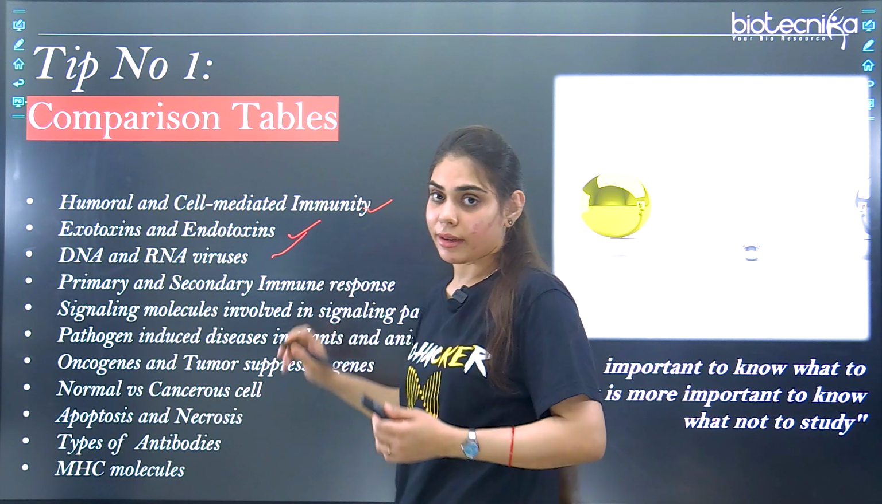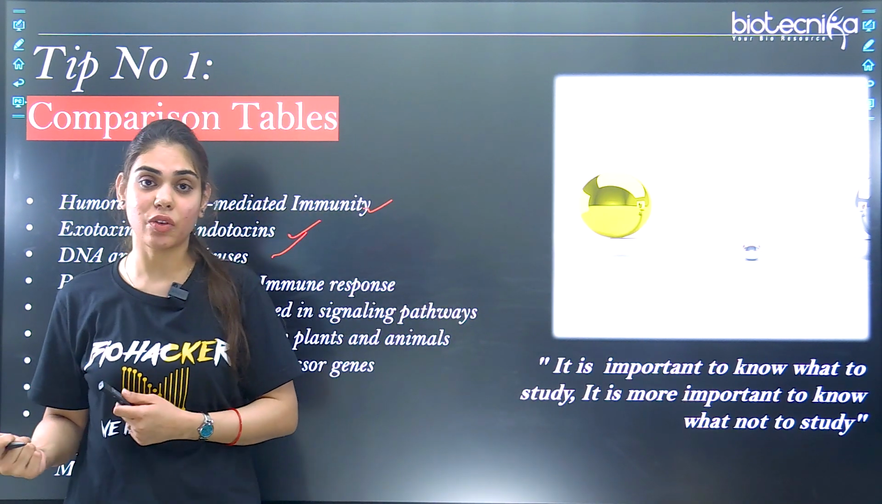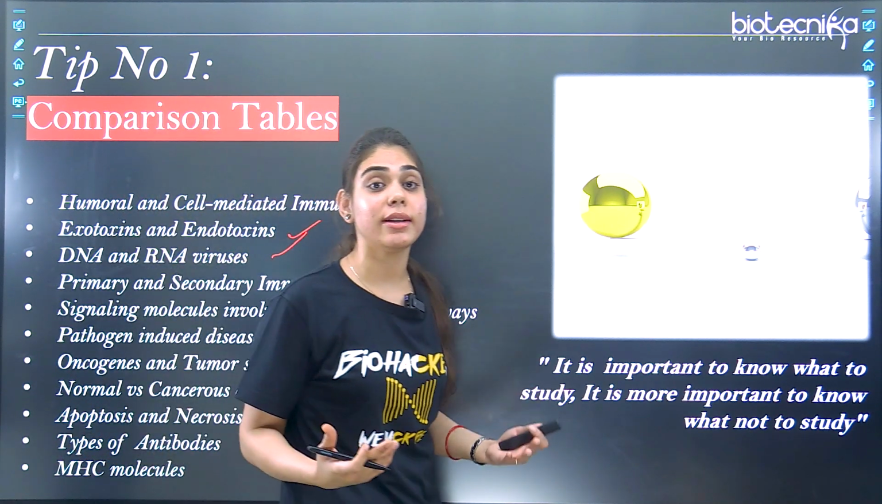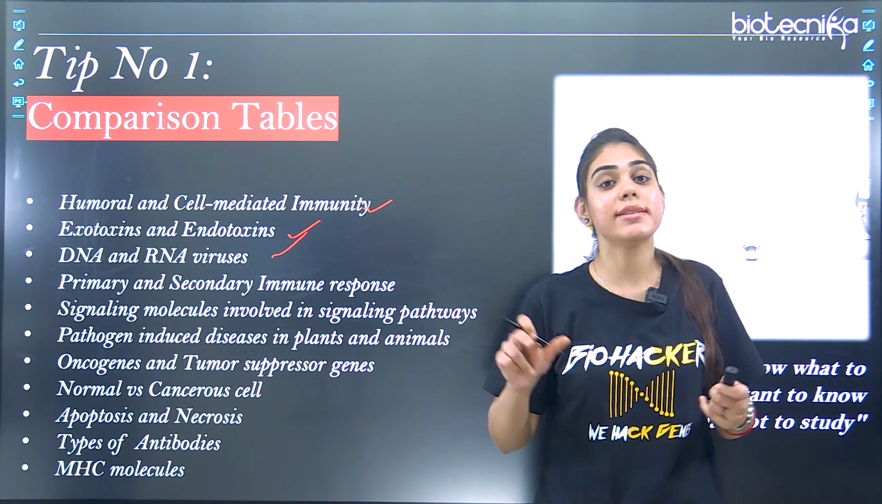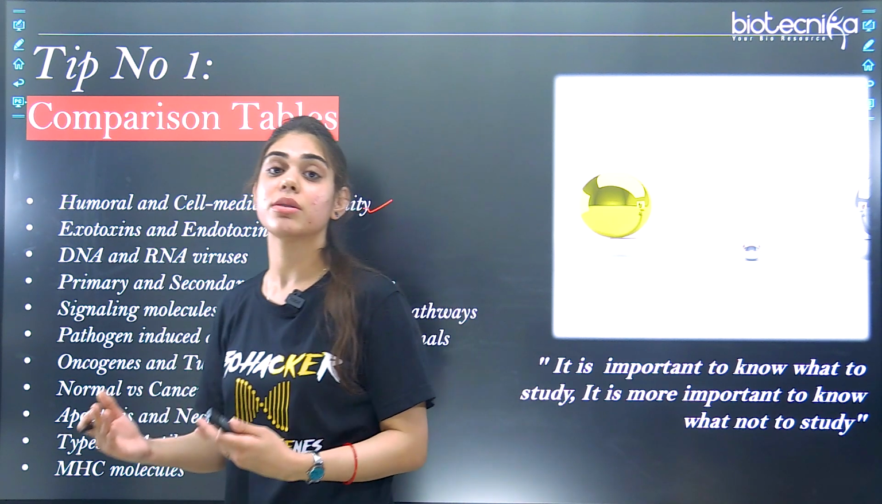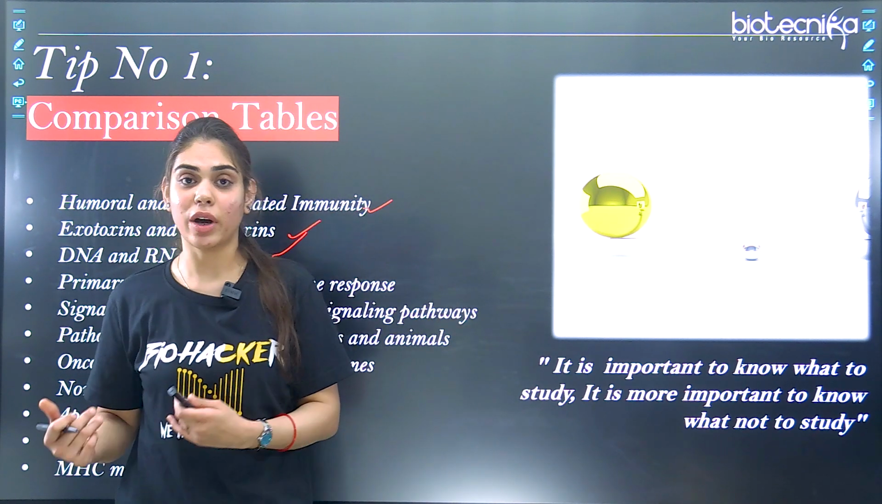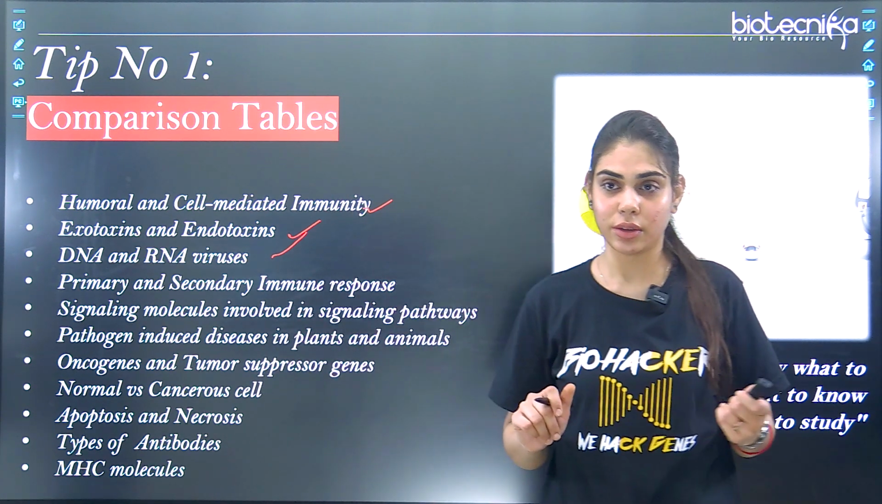What are DNA and RNA viruses? What is an example of a double-stranded DNA virus? What is an example of a single-stranded RNA virus? Many a time CSIR focuses on the examples of these viruses. They just ask a question such as, which of the following is not an example of a DNA virus? Accordingly, you have to pick a suitable option.